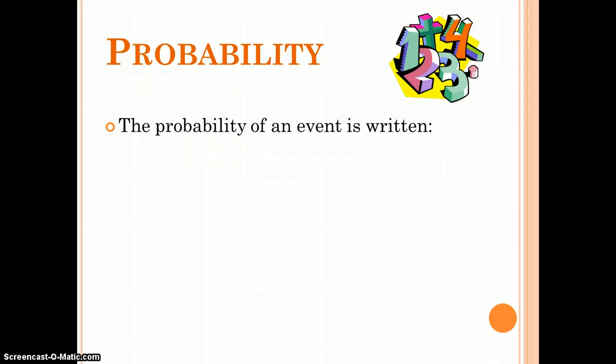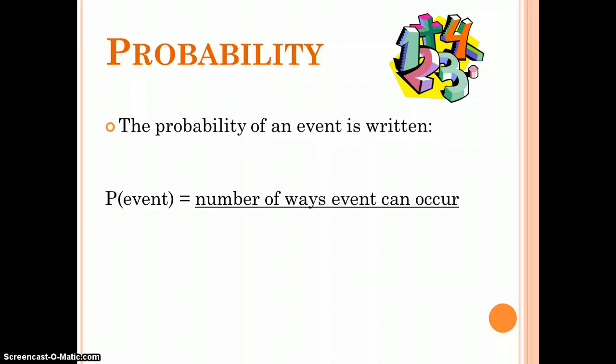All right, so this is where we get into the new stuff that's really important. So pay attention here. The probability of an event is written like this. Notice the way they do it is the probability, and then they put whatever event you're talking about here. If it were heads, you would say probability of heads.